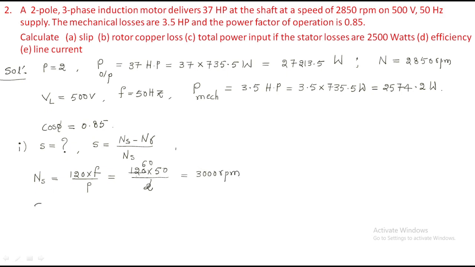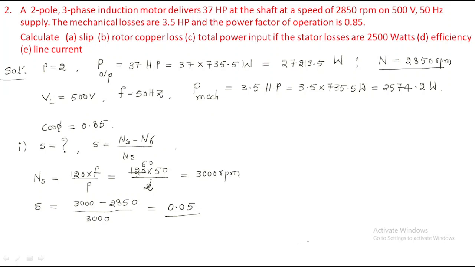Then what is the slip value? Slip value is (ns minus nr) by ns. So ns is 3000 rpm, nr is given as 2850, and ns is 3000 rpm. Then what is the slip value? Slip value is 0.05. So directly 0.05, or if you take the percentage, we will get 5%.